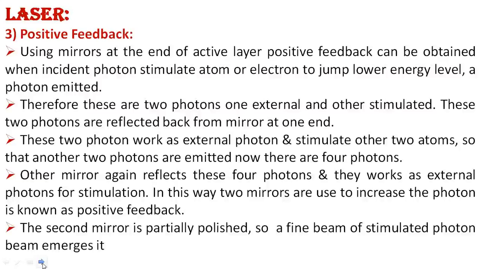Now there are four photons. The other mirror again reflects these four photons and they work as external photons for stimulation. In this way, two mirrors are used to increase the photons, which is known as positive feedback. The second mirror is partially polished, so a fine beam of stimulated photons emerges.